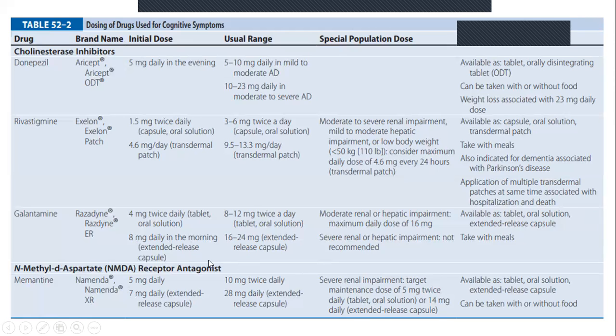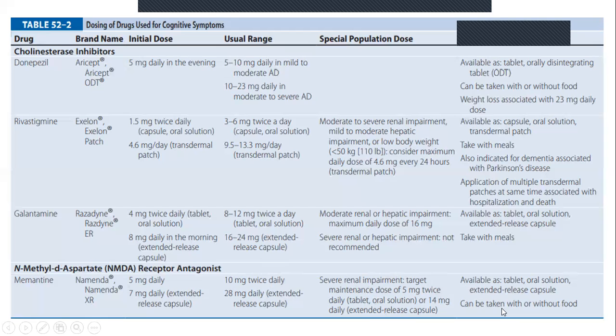An NMDA receptor antagonist, what is it? It's nothing but memantine, right? It is available as Namenda XR, extended release, 7 mg daily or 5 mg daily, extended release capsule. For 5 mg daily, it can be given as 10 mg twice daily. For extended release, we can give it up to 28 mg daily. For severe renal impairment, the target maintenance dose is 5 mg twice daily or 14 mg daily. It is available as tablet, oral solution, and extended release capsule, and it can be taken with or without food.